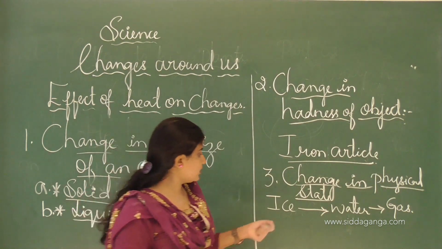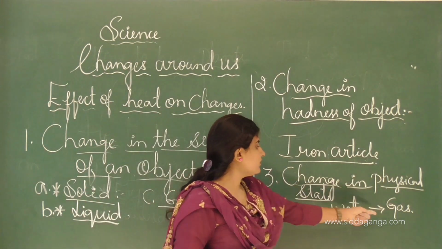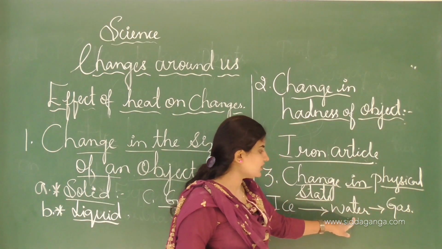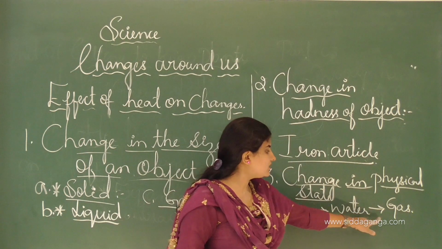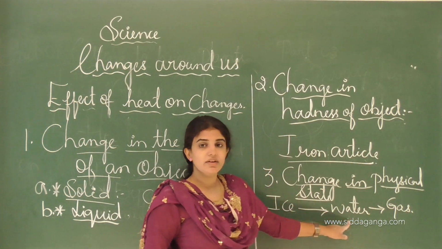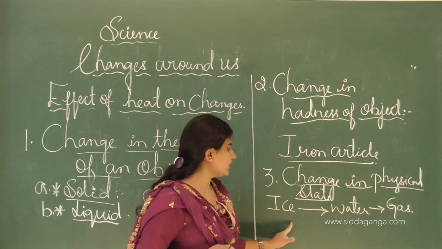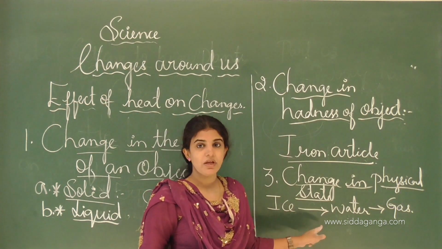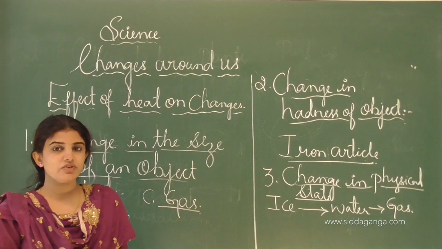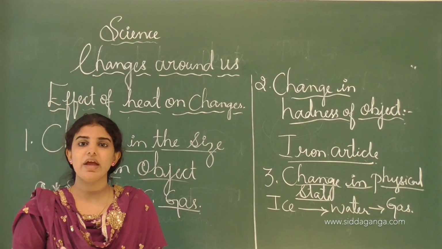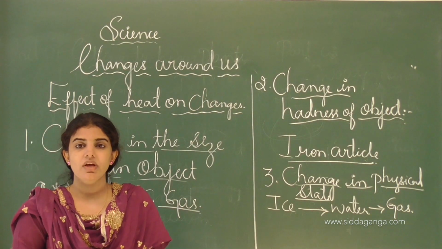And in the reversible change, gas is converted into water by the process known as condensation, and water is again converted into ice by freezing. This is how we can say that on cooling, contraction takes place, and on heating, expansion takes place.